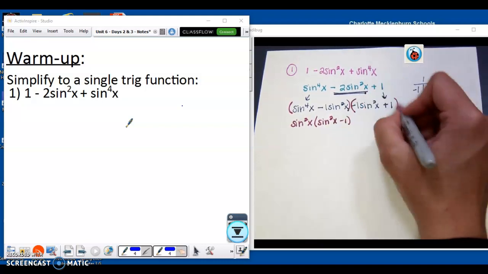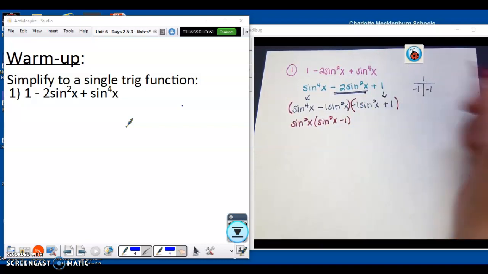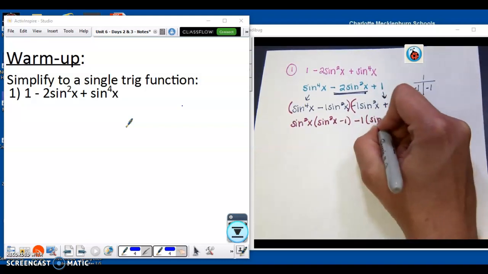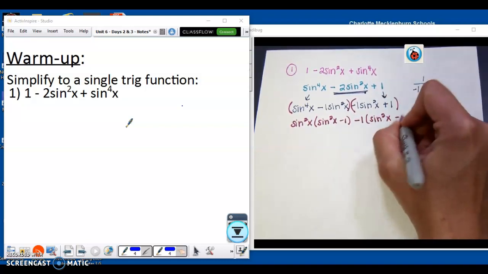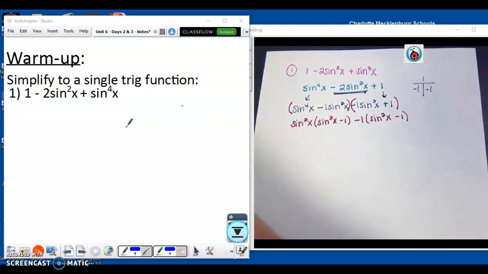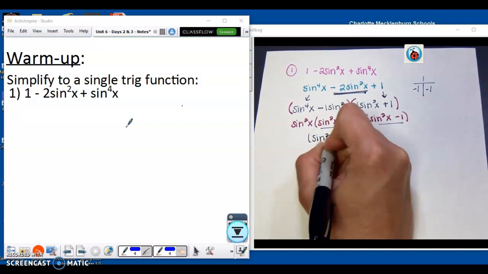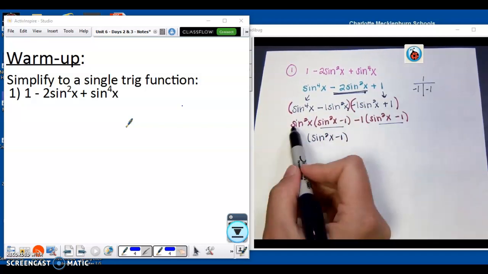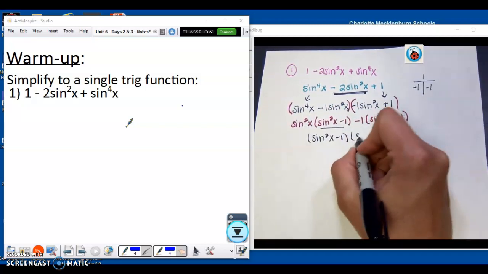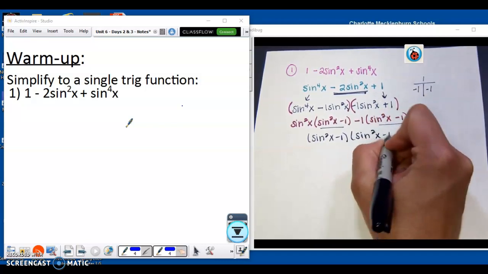Then grouping the last two, the GCF there, we just want to make that negative 1. So we take out negative 1, and that gives us sine squared x minus 1. So the insides are the same. One factor is sine squared x minus 1, and from the outside part, the other factor is also sine squared x minus 1.